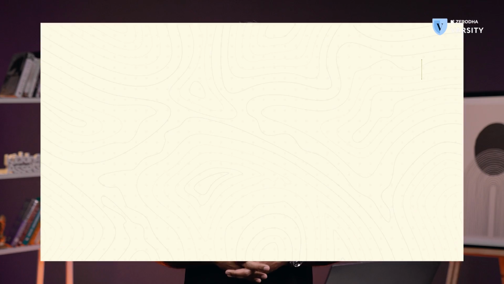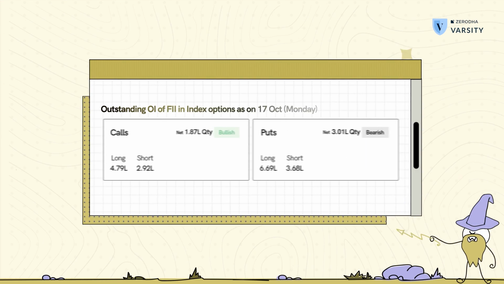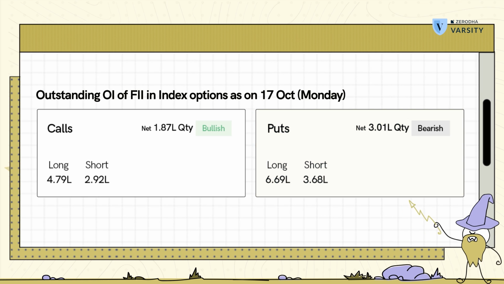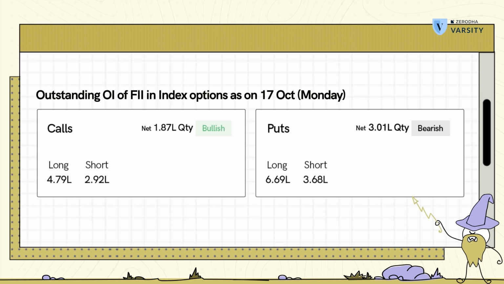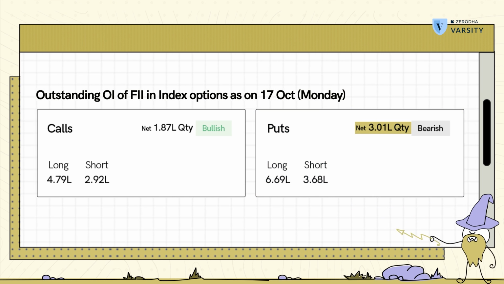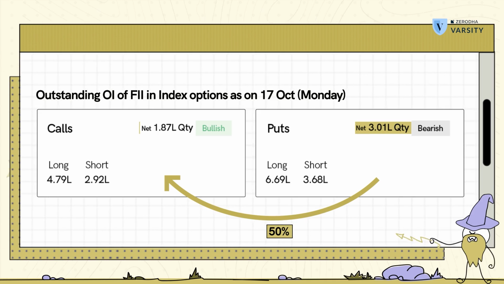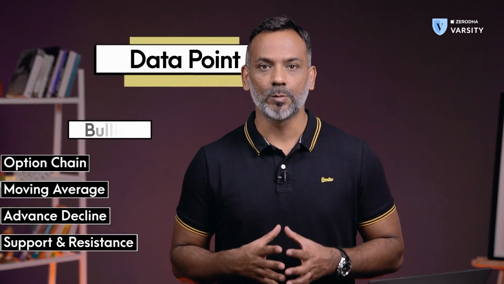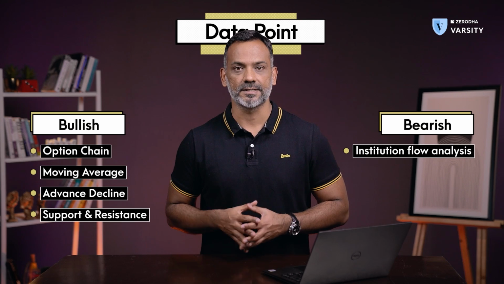I look at the Sensibull platform for this data again, as they neatly organize this information. We can see more activity in put options on a cumulative basis. The net put is around 3 lakhs, nearly 50% higher than the call options. In the overall scheme of things, this is a contradicting data point. While everything that we've done so far is indicating bullishness, this particular piece of data is indicating bearishness.